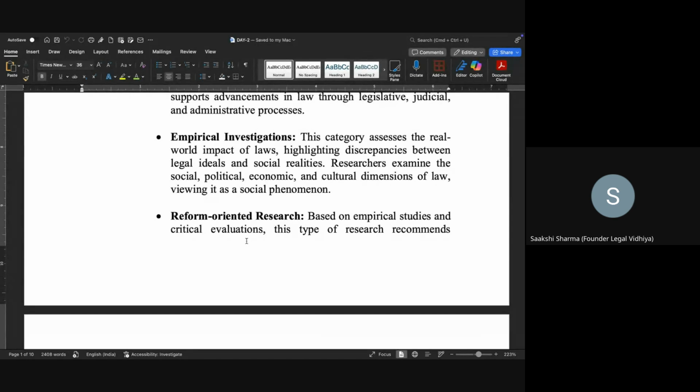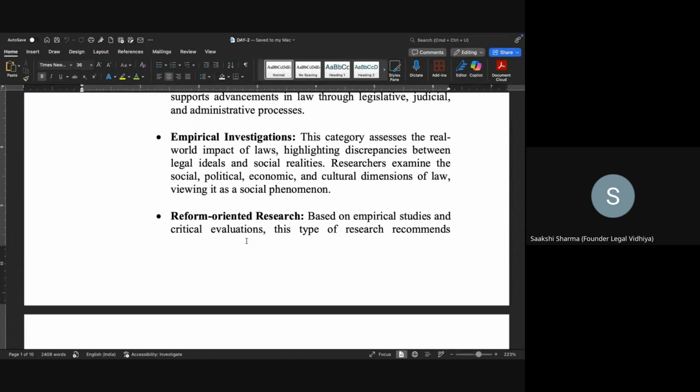Now, we all know that when law comes, law is brought into a particular society to fix an already existing issue or to improve the standards of living. Let's just say that in simple terms. When we do empirical investigation in legal research, what we try to highlight is whether the law is fulfilling the purpose for which it was brought. If there are any discrepancies in the law, what are the social realities?